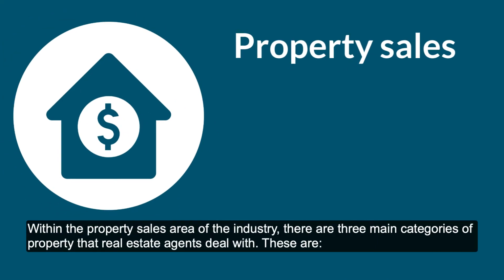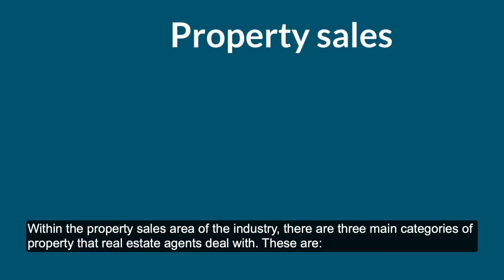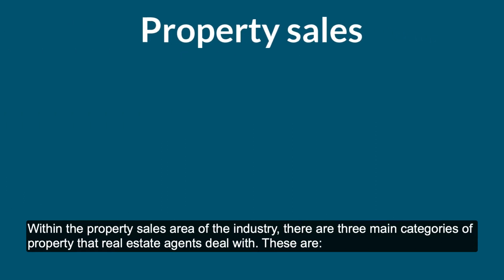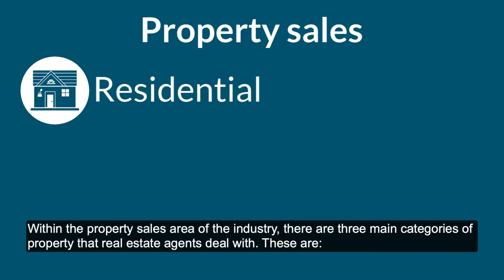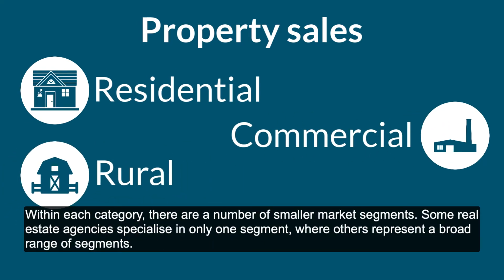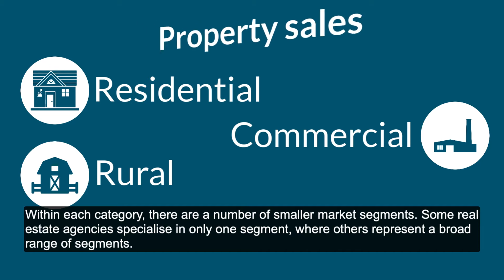Within the property sales area of the industry, there are three main categories of property that real estate agents deal with. These are residential property, commercial property, and rural property. Within each category, there are a number of smaller market segments. Some real estate agencies specialise in only one segment, where others represent a broad range of segments.